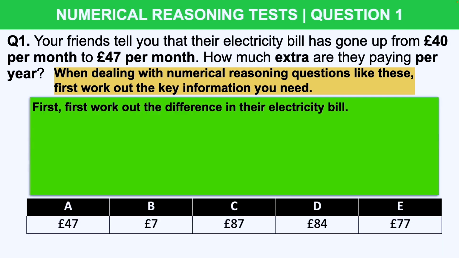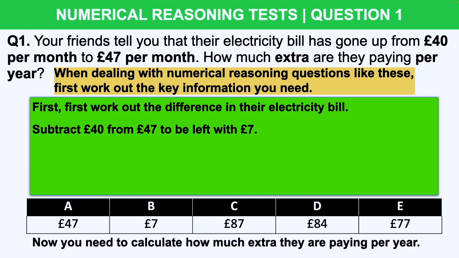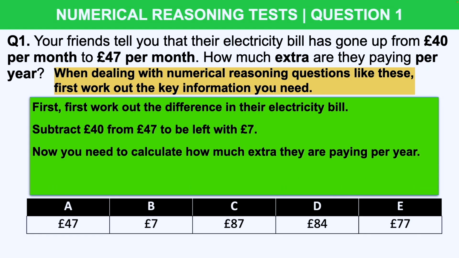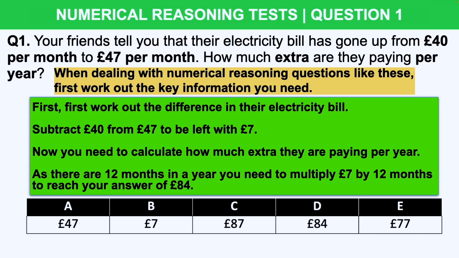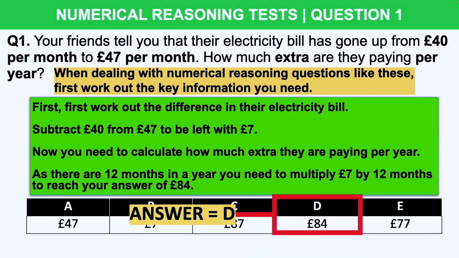So first, you need to work out the key difference in their electricity bill. Now to do this, you can subtract £40 from 47 to be left with just £7. Now you need to calculate how much extra they are paying per year. As there are 12 months in a year, you simply need to multiply £7 by 12 months to reach your answer of £84. So the correct answer is D, £84.